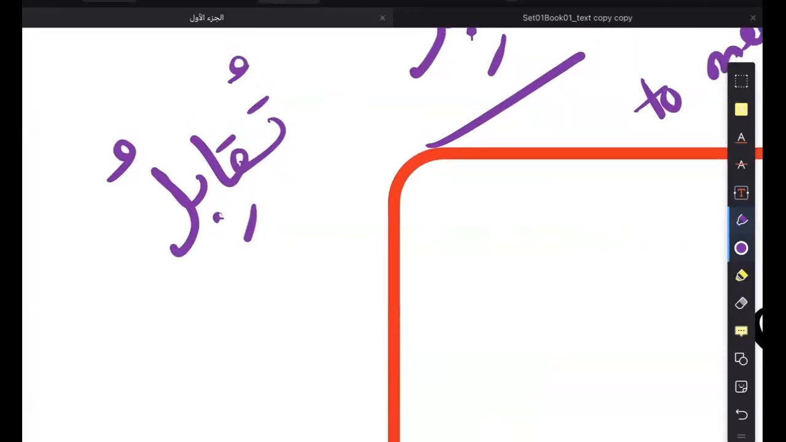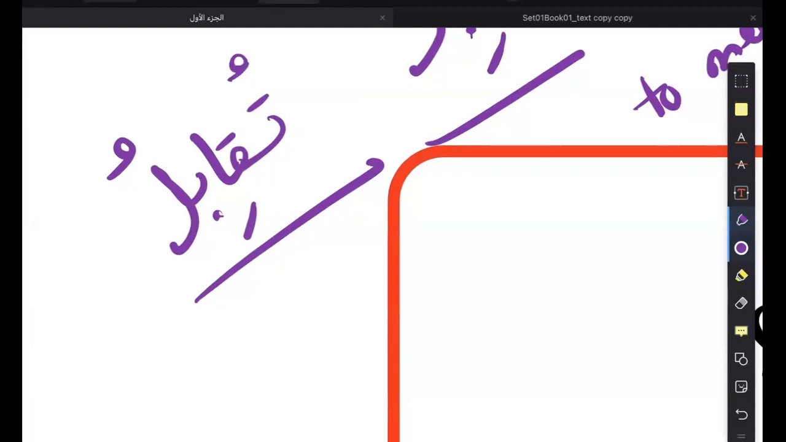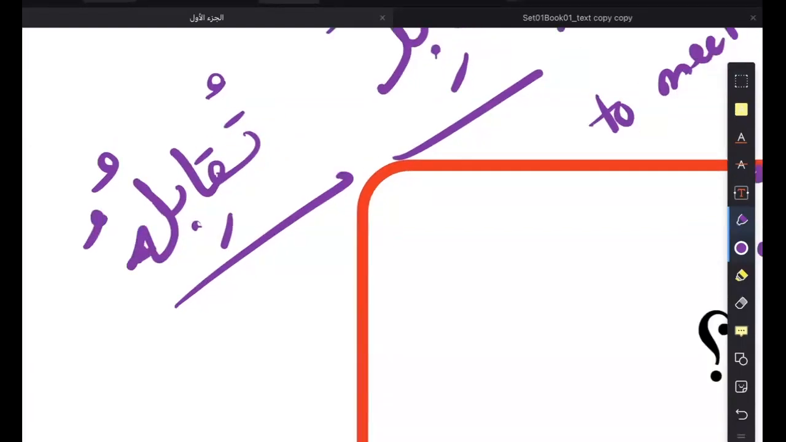Before I do this one, what happens is that when you say tuqabilu, it means you meet. How do you say you meet him? We add a dhamir here. We say tuqabiluhu. Tuqabiluhu means that, yes. So this hu is the object.